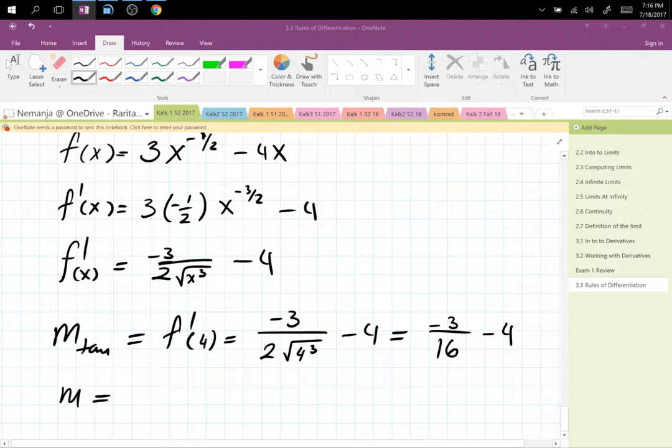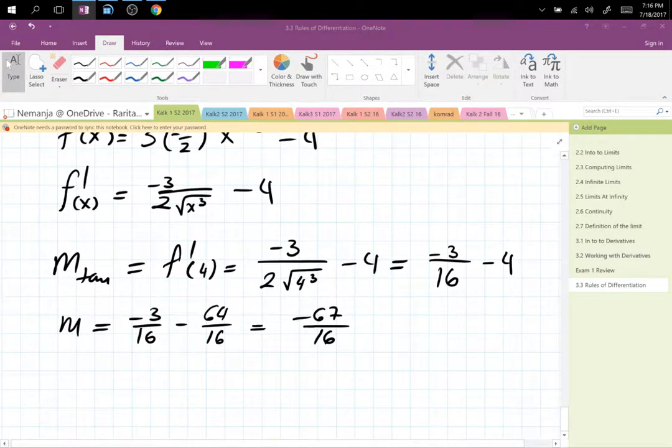The slope is negative 3 over 16 minus, and now I have to do 64 over 16 for the common denominator, and I get negative 67 over 16. Who picked these numbers? So now I have the slope. The slope is negative 67 over 16.